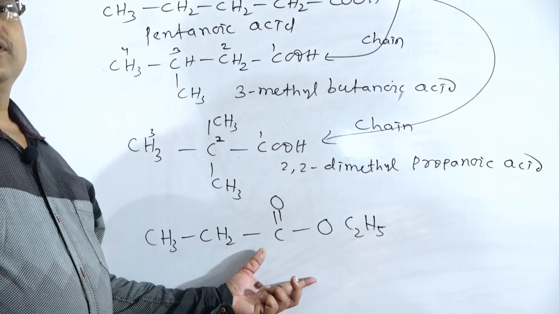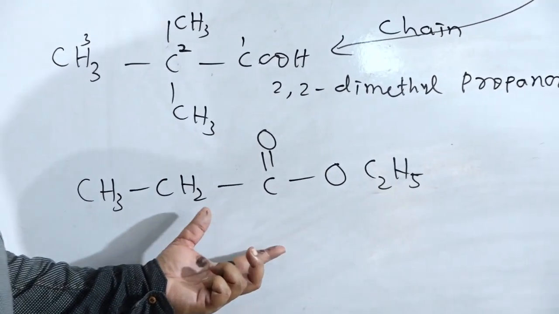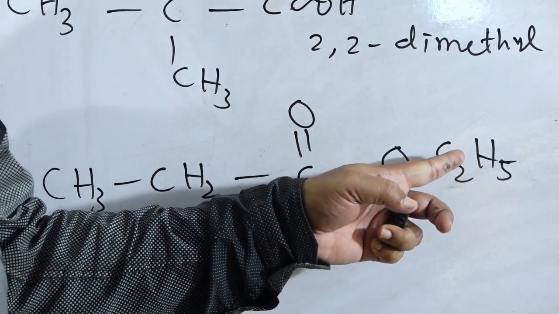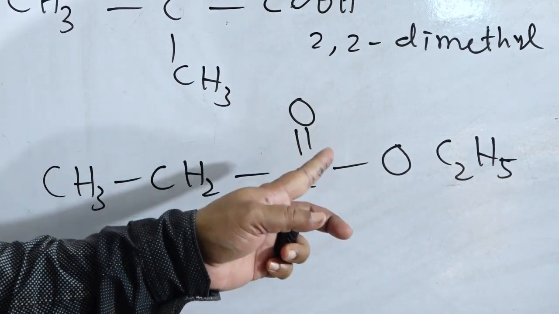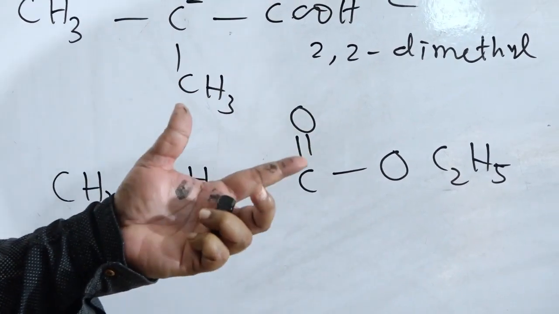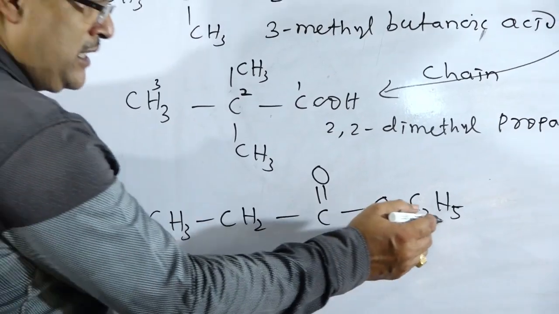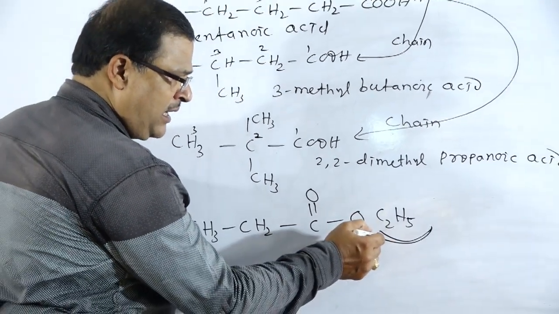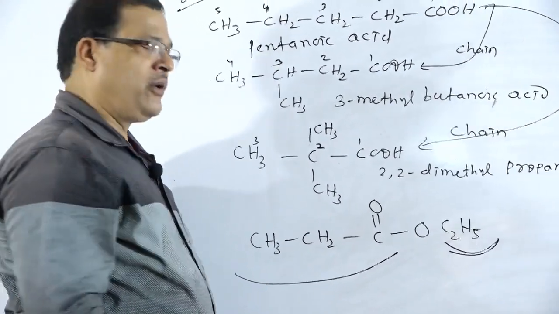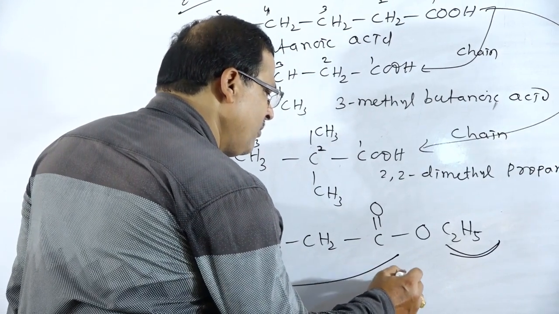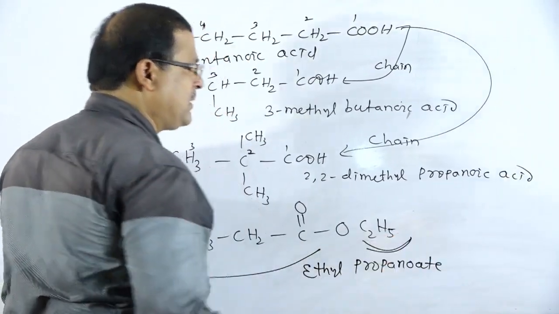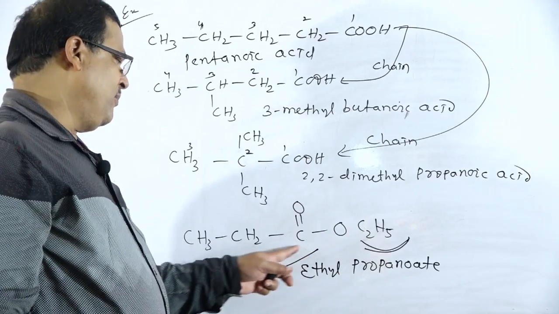And the last example is functional isomerism. This is the formula for RCOOR', the chemical composition for an ester. Esters are named as alkyl alkanoate. So this is named as ethyl, 1, 2, 3, propanoate. Alkyl alkanoate, that is ethyl propanoate.